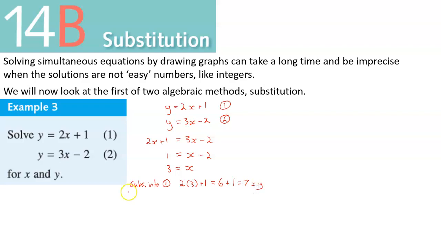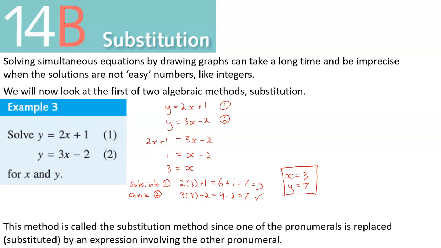But I need to check. So check using the other equation, equation 2, 3 times 3 minus 2, so I've substituted x in. That gives me 9 minus 2, that equals 7, so I know I'm correct. Then because I've got quite a lot of working going on there, it's a good idea just to state your final solution. So x equals 3, y equals 7.